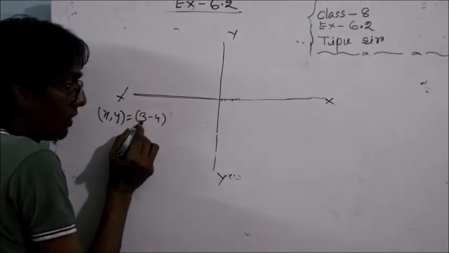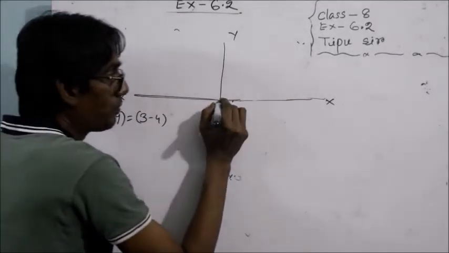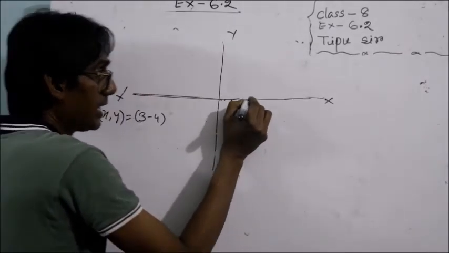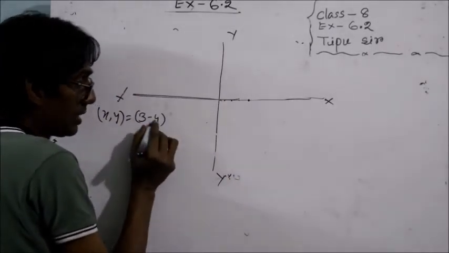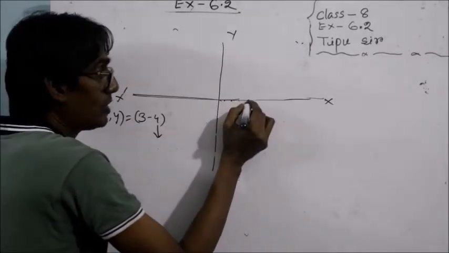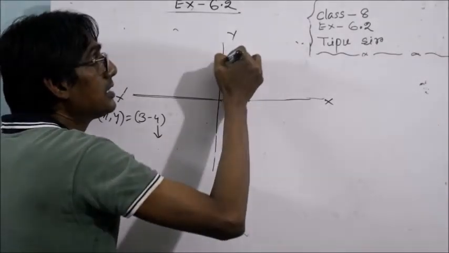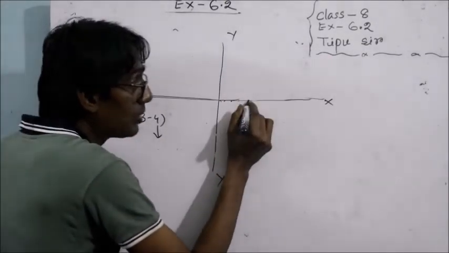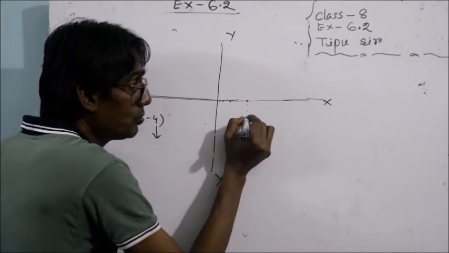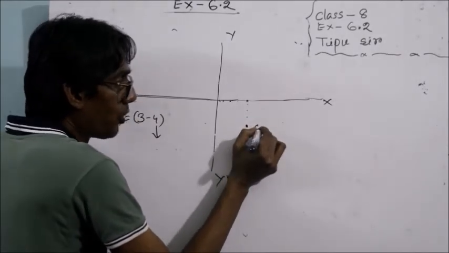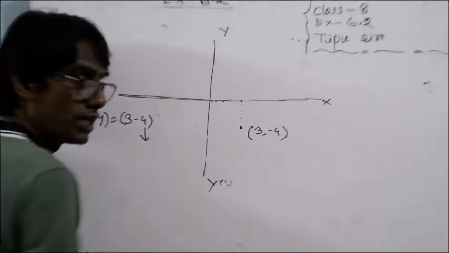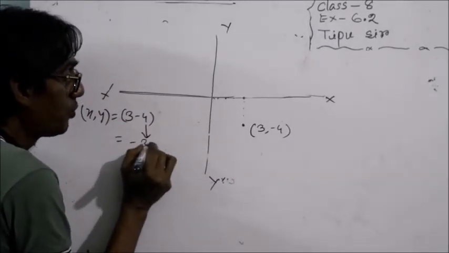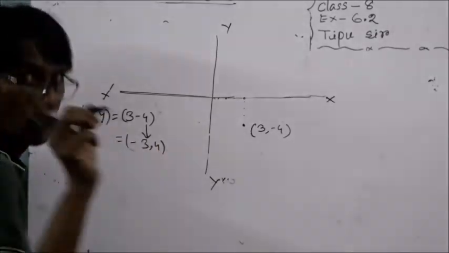Look at here, the value of x is 3. So I have to go from origin to 3 units. 1, 2, 3. Clear? Then this is the value of y. The y value is negative. If the value is positive, it will be on this side, but if the value is negative, it will be down. So minus 4, you have to count from here. 1, 2, 3, 4. That means this point is 3, minus 4. Clear?